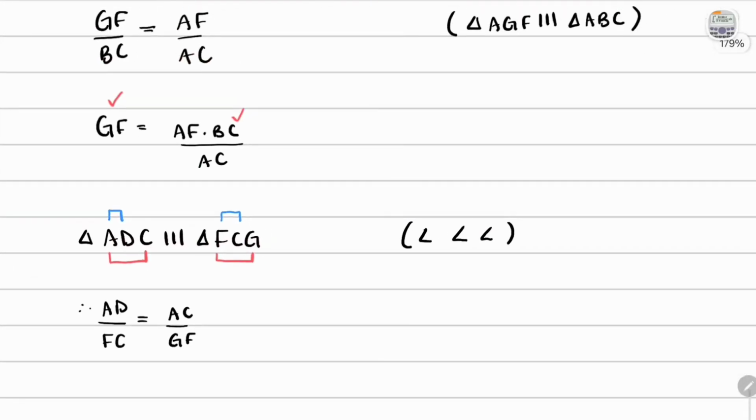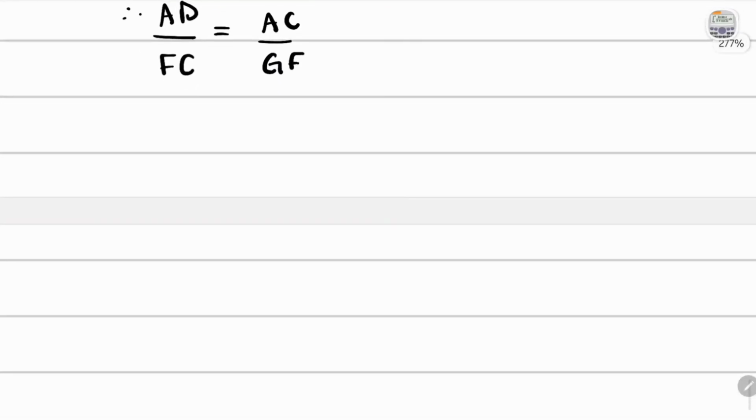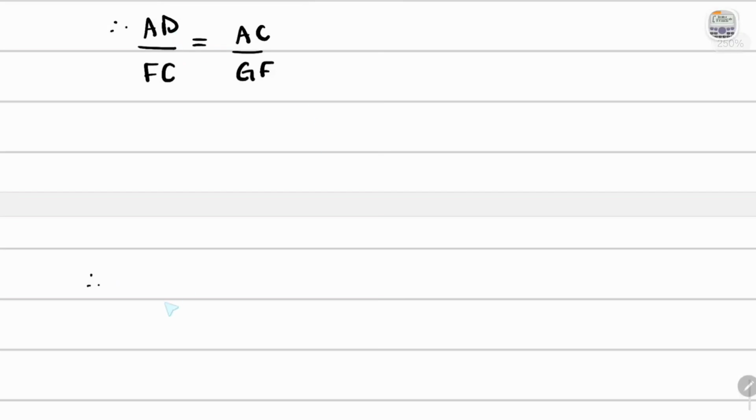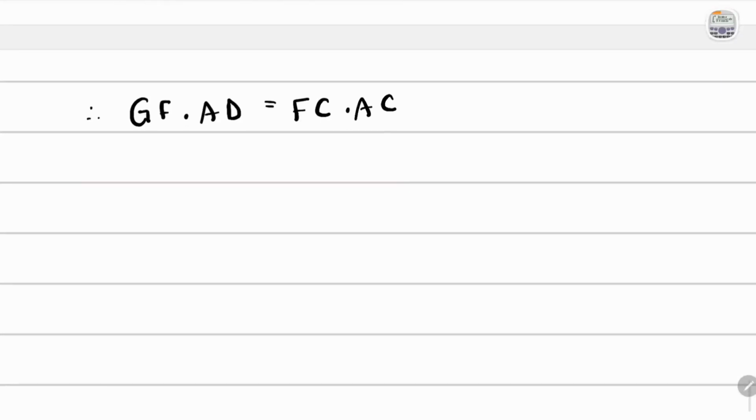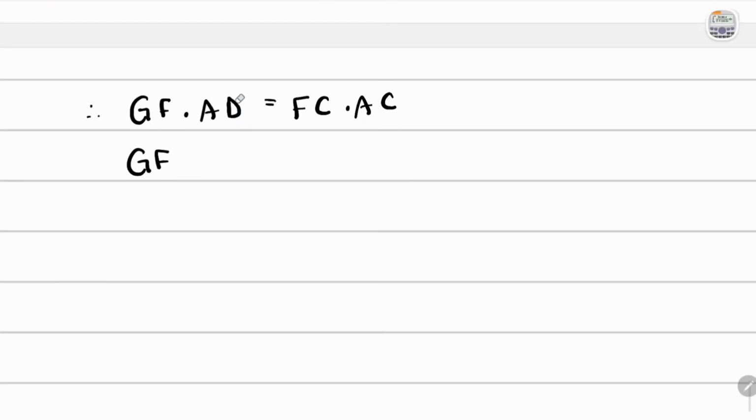Okay, now we can go ahead and just make these the subject. So make that the subject. This is already the subject here. And then we're going to multiply them together. Okay, so now we can just cross multiply. It's better to cross multiply so we avoid any mistakes. So we need GF multiplied by AD is equal to FC times AC. And then we'll make GF the subject because we just want that to be on its own. So we'll divide both sides by AD. So GF is equal to FC times AC over AD. Okay. And now we have GF as the subject.